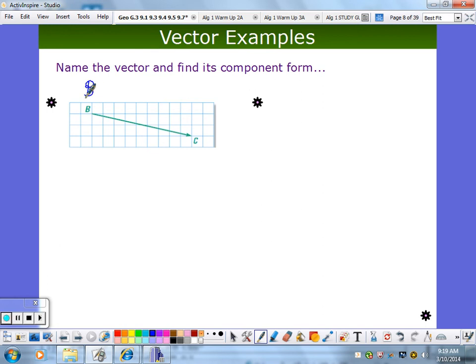B. And where am I ending? C. So vector BC. Now how would I write it in component form? Well, how many am I going horizontal? And it looks like I'm going right. So it will be positive.